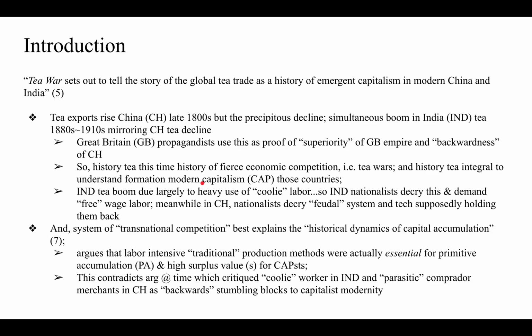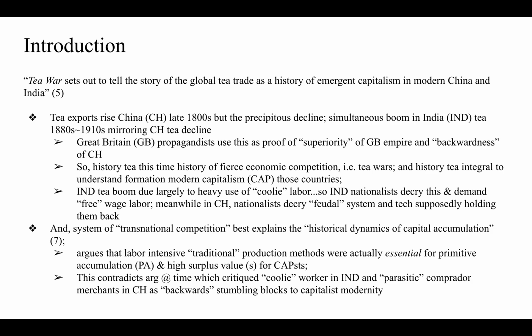But anyway, this tea history shows this fierce economic competition. So Tea Wars is an apt title for this book. And the history of tea is integral to understand the formation of modern capitalism in those countries. Now, there are some differences, though. Some similarities, but some differences. One big difference is that in India, much of this boom, and this contradicts what the propagandists say, it's not their superior rule or technology that they implement. No.